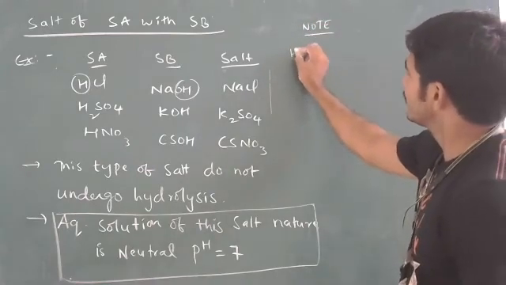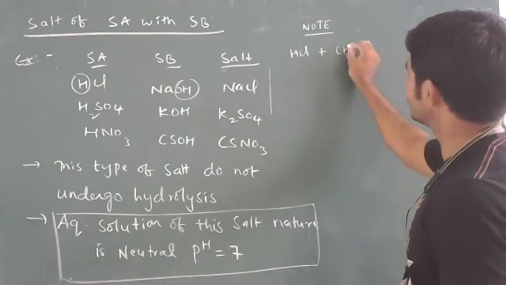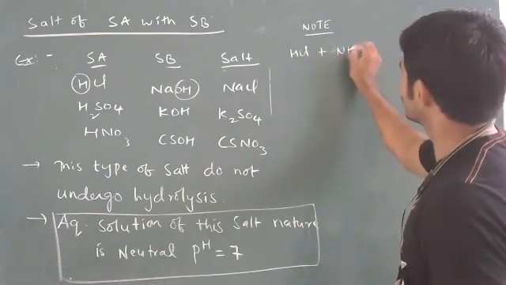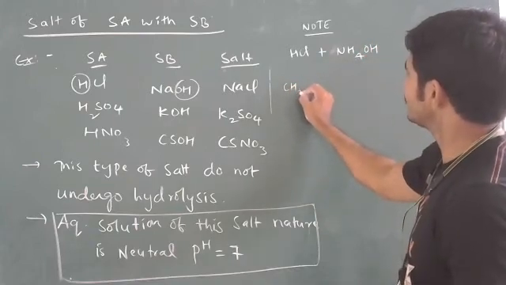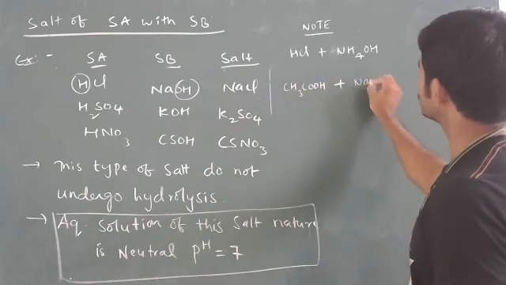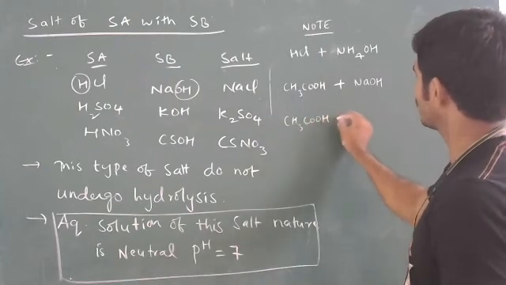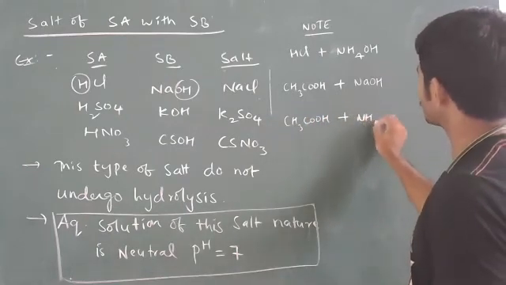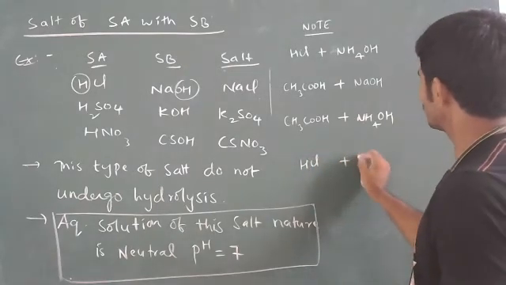If I take HCl plus ammonium hydroxide, and acetic acid plus NaOH, acetic acid plus ammonium hydroxide, HCl plus NaOH gives NaCl.